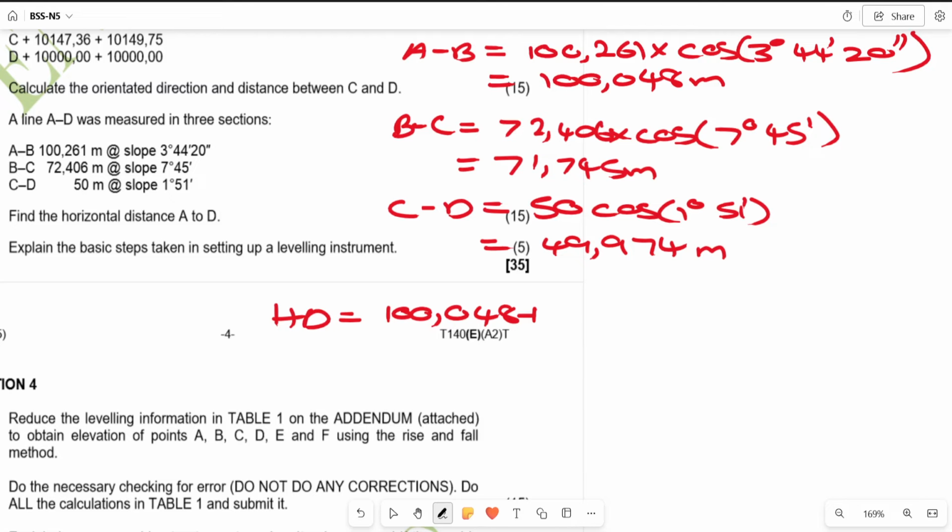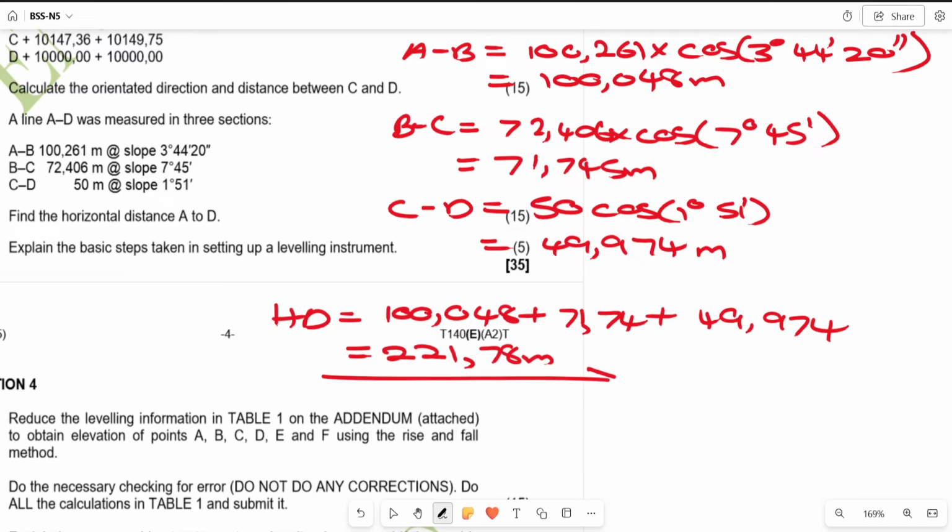100.048 plus 71.74 plus 49.974. What we are going to get is 221.78 meters. Guys, that is how you get yourself the horizontal distance. Imagine 15% of your paper is just by doing that.